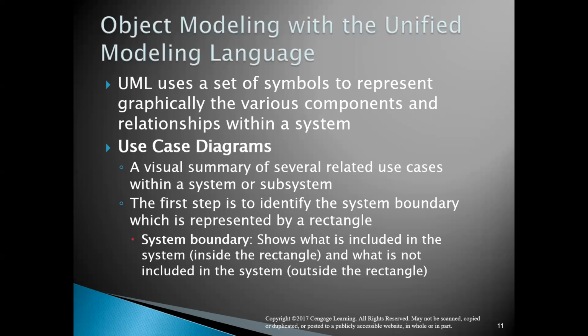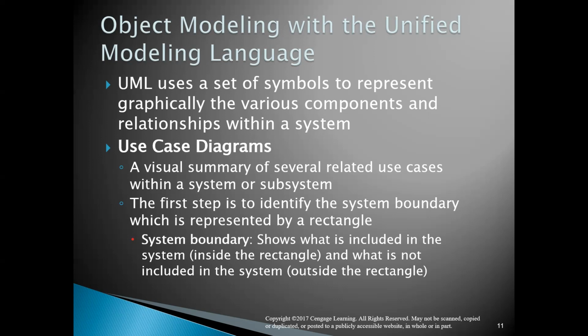Object modeling with UML. UML uses a set of symbols to represent graphically the various components and relationships within a system. UML symbol for use case is an oval with a label that describes the action or event. Use case diagrams are basically a visual summary of several related use cases within a system or subcases. The first step is to identify the system boundary, which is represented by a rectangle. System boundary shows what is included in the system inside the rectangle and what is not included in the system that is outside the rectangle.